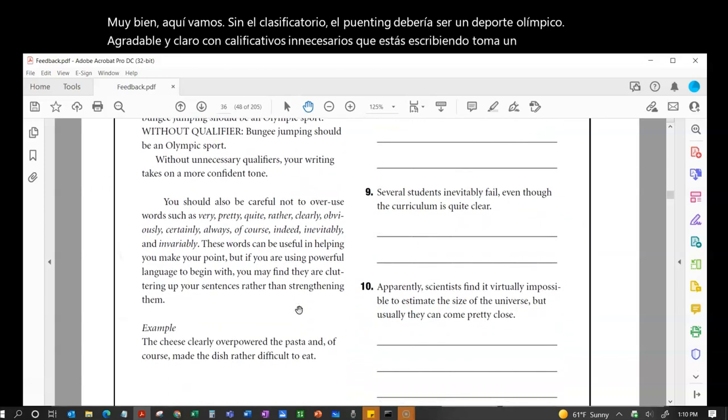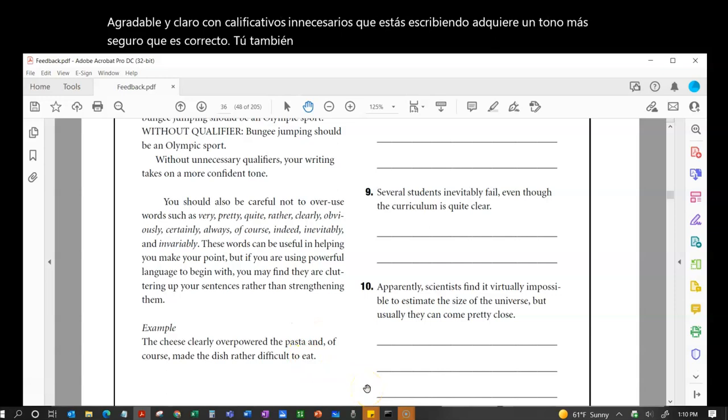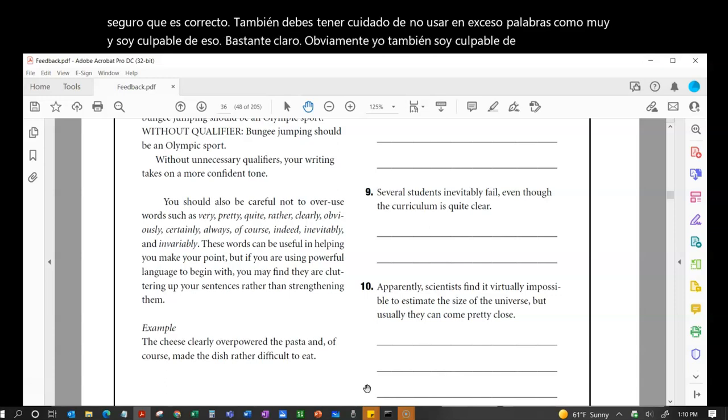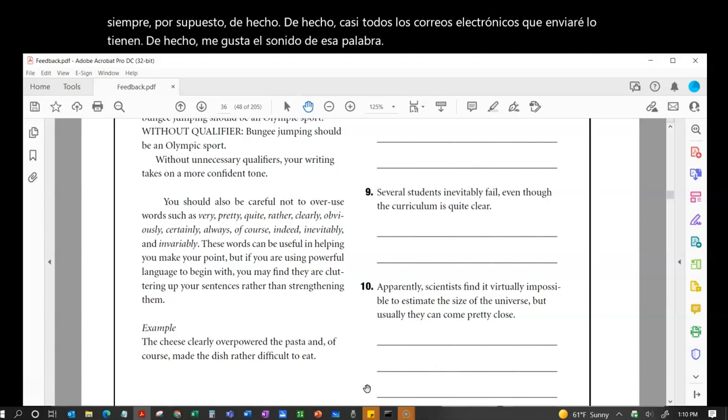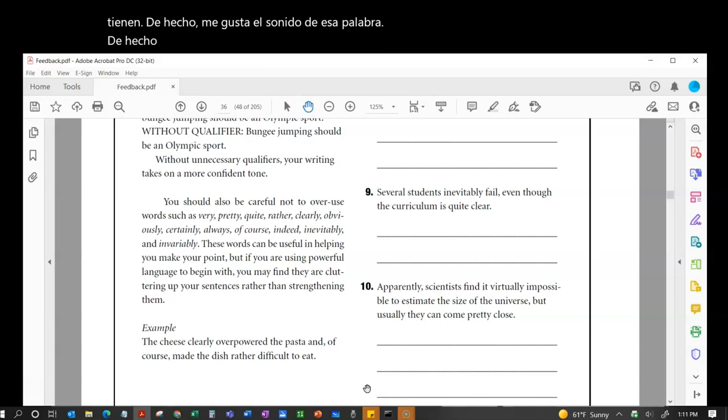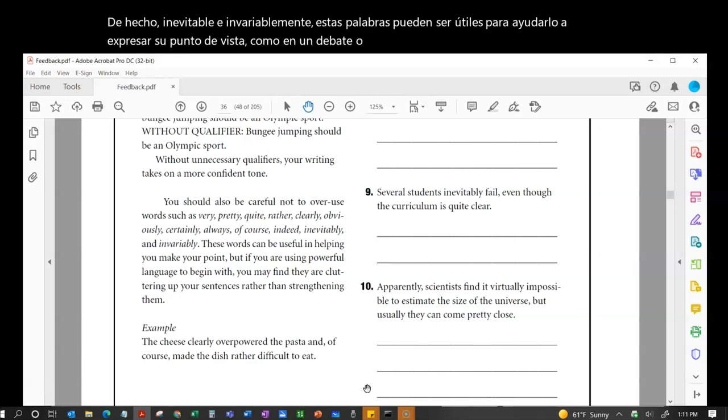You should also be careful not to overuse words such as very, and I'm guilty of that, pretty, quite, rather, clearly, obviously. I'm guilty of that one too. Certainly, always, of course, indeed. Oh, indeed. Pretty much every email I send has indeed. I just like the sound of that word. Inevitably and invariably. These words can be useful in helping you make your point, as in a debate. But if you are using powerful language to begin with, you may find that they are cluttering up your sentences rather than strengthening them.